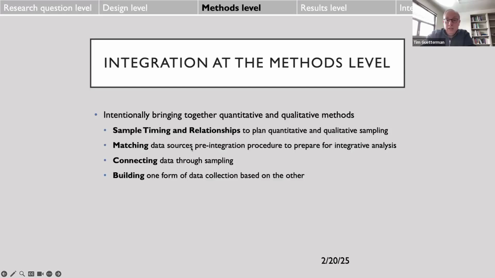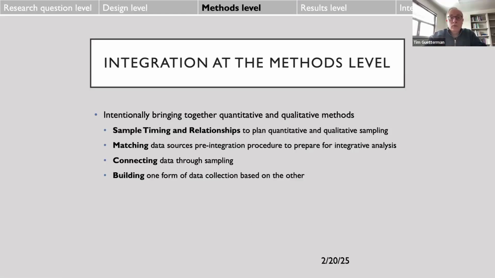First, considering your sampling and both the timing and the relationships of your qualitative and your quantitative sample. Next, matching data sources. And I think of this as sort of a pre-integration step to prepare you for integrative analysis. So matching, ensuring that there are at least some common concepts that you have qualitative and quantitative data collected on in order to prepare for that integrative analysis. Connecting, so using one form of research to inform the sampling of the other, or building, so using one form of research to inform the data collection of the other.